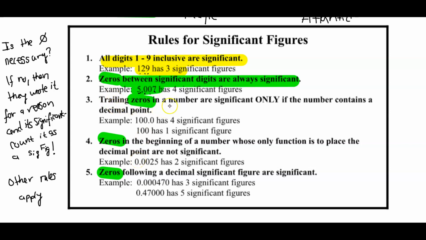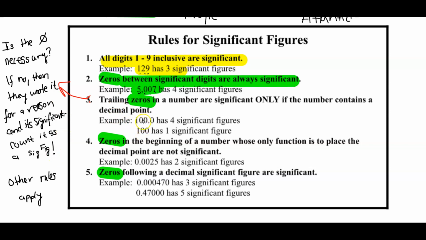Now, trailing zeros in a number are only significant if the number contains a decimal point. So I kind of wrote this another way over on the side. When you're looking at these trailing zeros, is the zero really necessary? If no, and you wouldn't normally write it in math class, then the person wrote those zeros for a reason, and please count it as a sig fig.